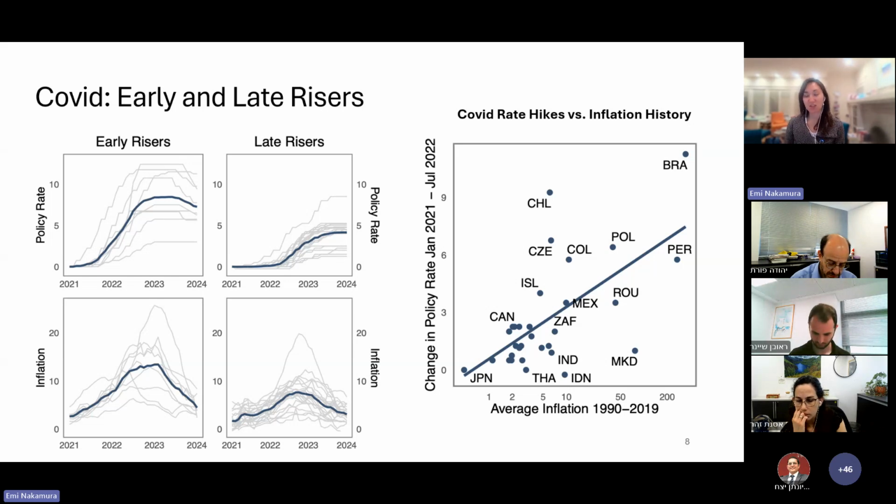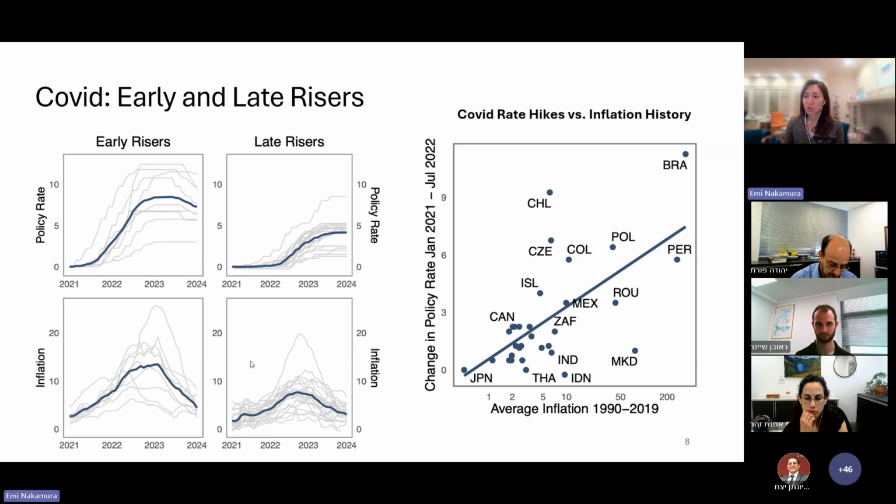So the G7 countries I discussed earlier, the Euro area, Japan, UK, and the US, they're all examples of late riser countries. So countries who raised their interest rates much more in the second time period, from the second half of 2022 to 2023. But there were a lot of other countries in the world that raised interest rates much more aggressively earlier. So the early risers are depicted on the left side of these graphs, so the first column here, and the late risers are in the second column. And then I have two variables here, so this policy rate, so the interest rate in the first row, and inflation in the second row.